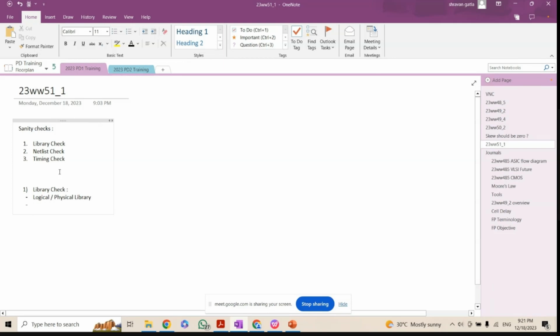Here STA is PT. If it says yes, it will go to the fabrication. Fabrication means where your block or your chip is being printed on the silicon wafer. So that is the fabrication. Let's say the STA says your timing is not meeting. So it will come here.